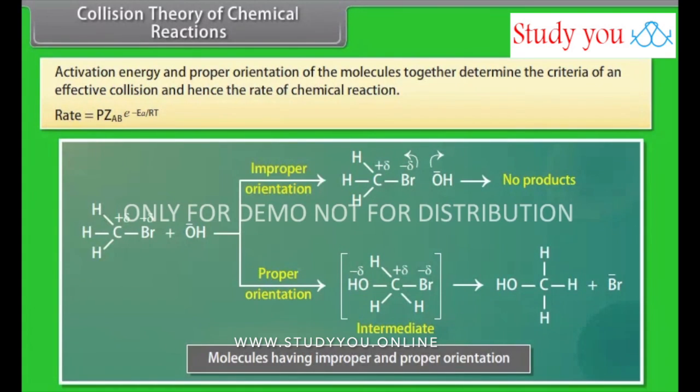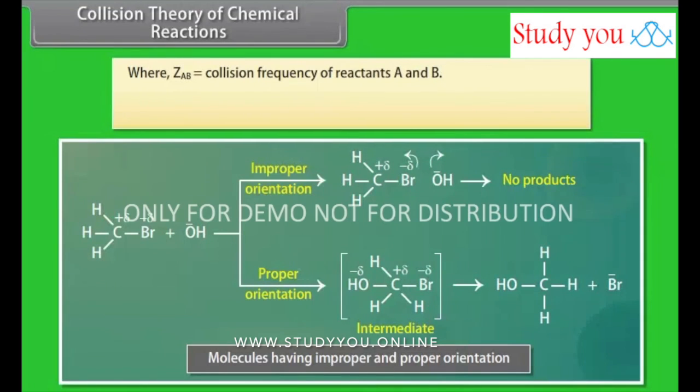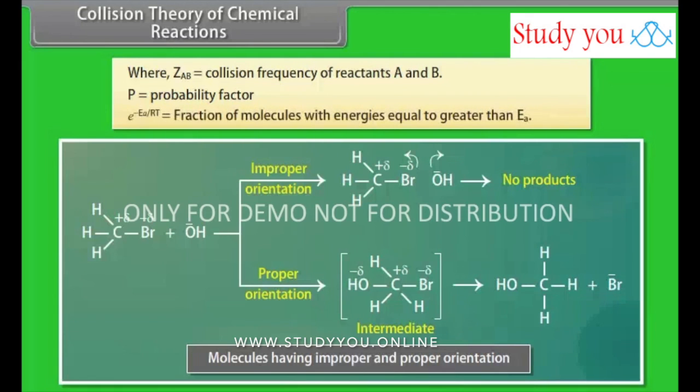Rate = P × ZAB × e^(-Ea/RT), where ZAB is the collision frequency of reactants A and B, P is the probability factor, and e^(-Ea/RT) is the fraction of molecules with energies equal to or greater than Ea.